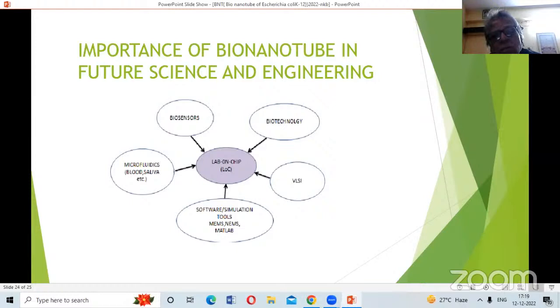Biotechnology is already VLSI, very large scale integration, and the software simulating process, and microfluidics, the biological cell interaction, as well as the fluid transport.